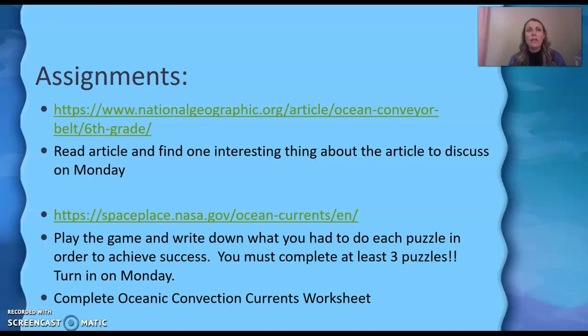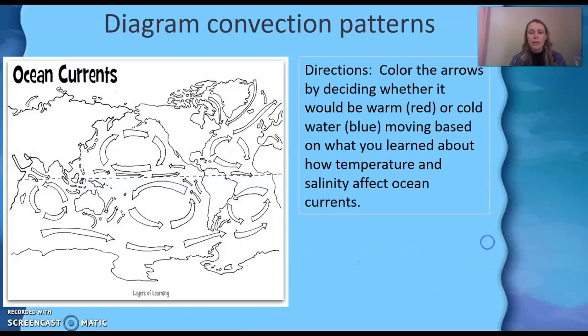Now you can play, I think there was at least 6 on the page that I was on. You can play all 6 of those if you want and write down what you had to do. But you're trying to get the little boat to move the way you need it to move by adding heat or adding salt or cooling it down or changing the current. So that's going to be a fun way for you to put to use what we've learned. And then I have an Oceanic Convection Currents worksheet that goes along with the PowerPoint presentation. It helps you remember the terms a little bit better, and I'm going to need you to complete that.